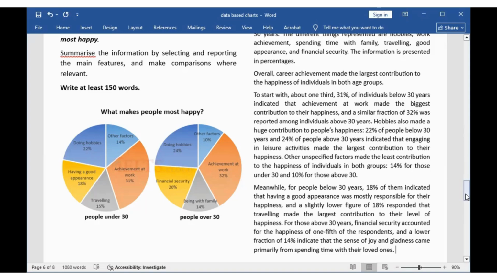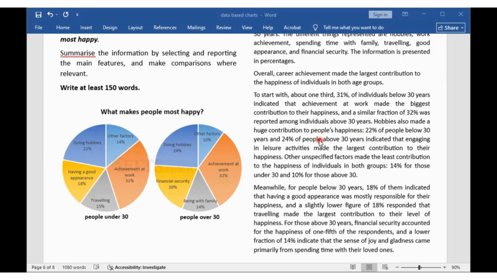What I've done is, let me pick my highlighter here. I wrote about achievements at work. Doing hobbies showed up in both sides. Doing hobbies is here, doing hobbies is here. Achievement at work is here, achievement at work is here. Other factors is here, other factors is here. I wrote about those three things in paragraph 3. That's what I wrote about in paragraph 3.